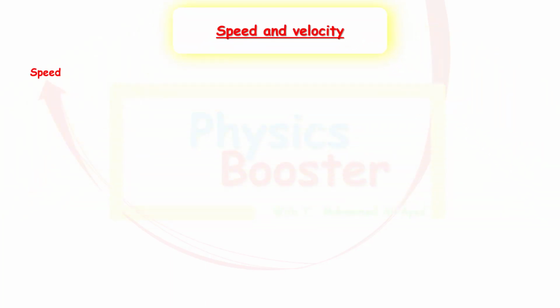Now, let's define what speed is. Speed is simply defined as the distance traveled in a specific amount of time. And the word here, distance, is different from the word displacement. So we must differentiate between distance and displacement. To do that, you must watch the previous video.